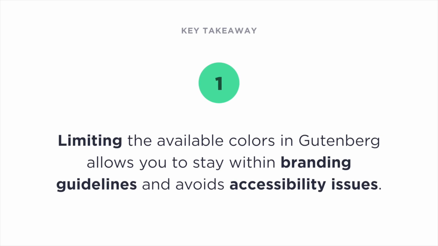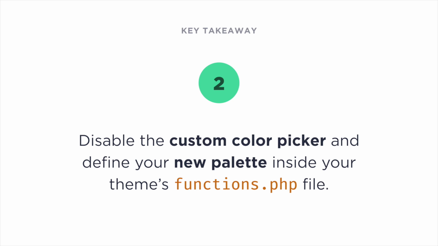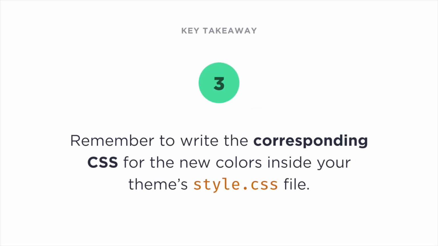All right, time for some key takeaways. Number one, limiting the available colors in Gutenberg allows you to stay within branding guidelines and avoids accessibility issues. Number two, disable the custom color picker and define your new palette inside your theme's functions.php file. Finally, number three, remember to write the corresponding CSS for the new colors inside your theme's style.css file. All right, and that's how you can create custom color palettes in Gutenberg and also disable that dangerous custom color picker.